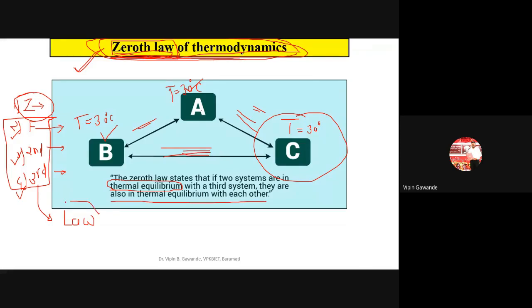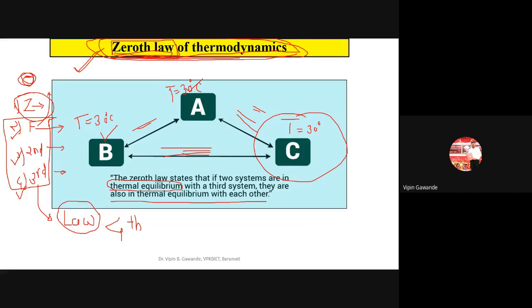Now they have two options. They will call this law, whatever we have seen now, a fourth law, putting it after the third, or they will put it before the first. If they put it before the first, then it becomes zero. And if they put it after the third, then it becomes fourth. Now, why have they put it here and not as the fourth?